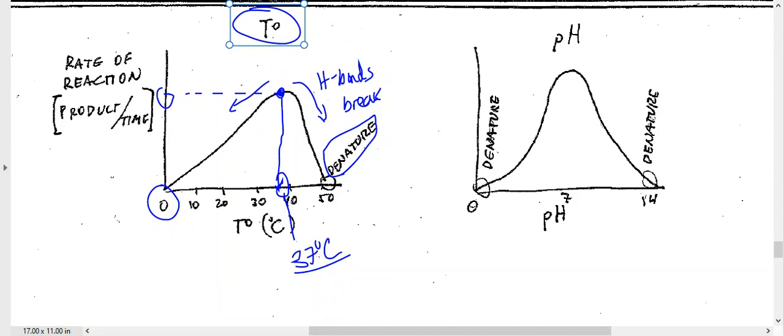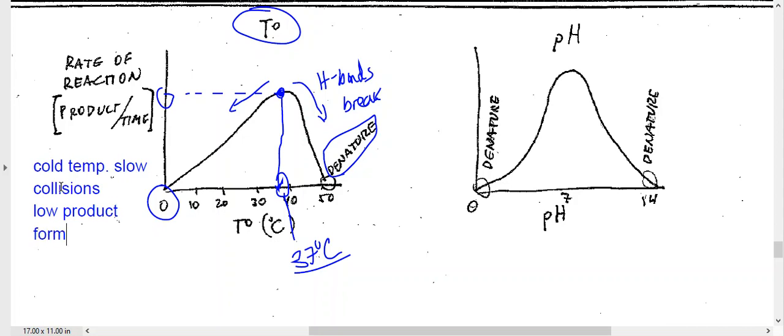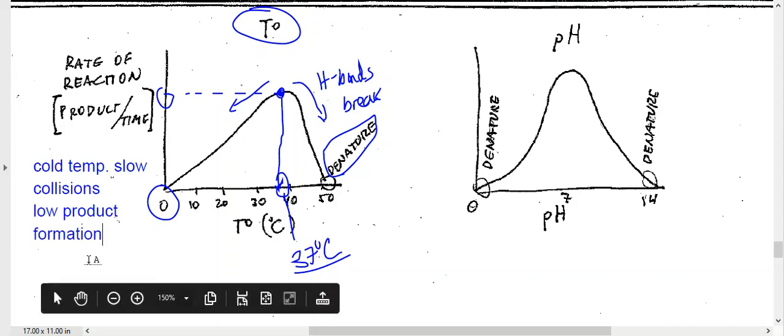So I'm going to go ahead and just type that because it's a little lengthy. I'll say cold temps slow collisions, low product formation. I'll say collide less often. That's the key point. The substrates and the enzymes collide less often.